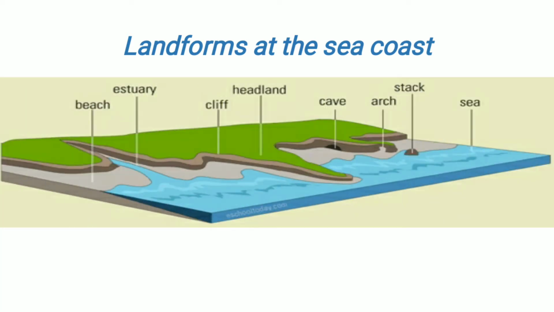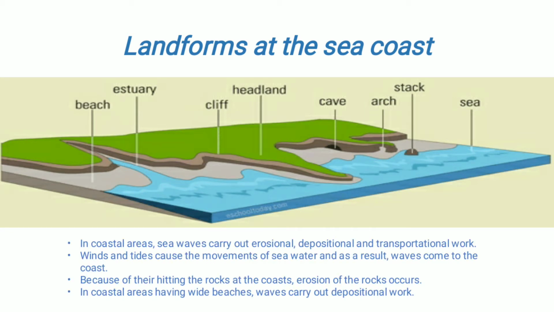Look at this picture carefully. Different parts of the coastal areas are seen over here like beach, cliff, headland, cave, arc, stack and sea water. So how do you explain this?